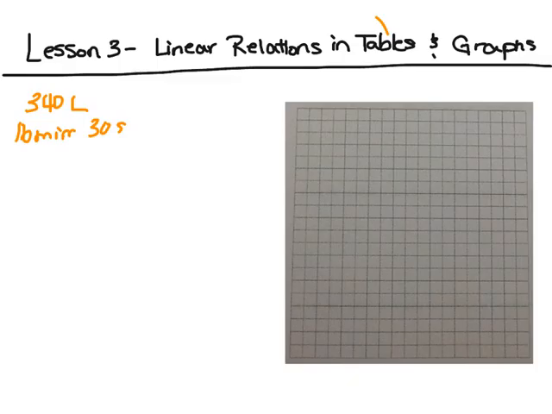So first we'll start with our independent and our dependent variables. Independent is always going to be time. If time's an option, it is the independent, and that will be our x. Our dependent is our liters, and we're going to make that our y.